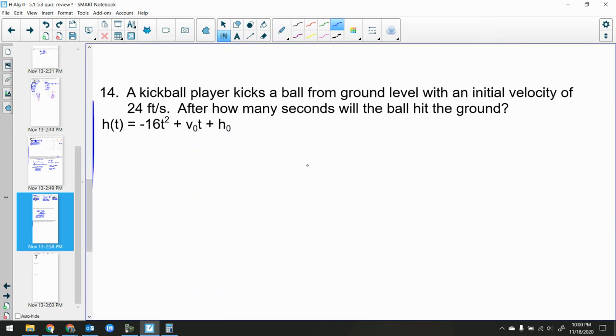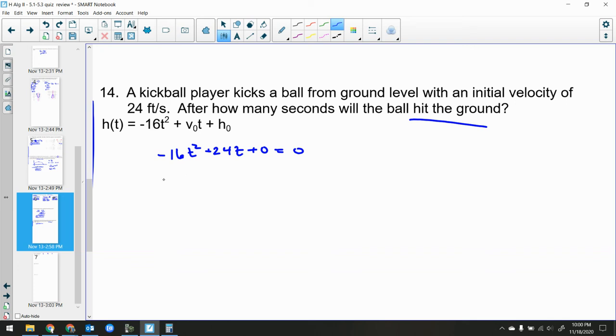A kickball player kicks a ball from ground level with an initial vertical velocity of 24 feet per second. After how many seconds will the ball hit the ground? Okay, so this is just like the one I gave you on the warm-up, or whatever that first problem was. Negative 16t squared plus 24t plus 0. I want to know when that equals 0 because I want to know when it hits the ground.